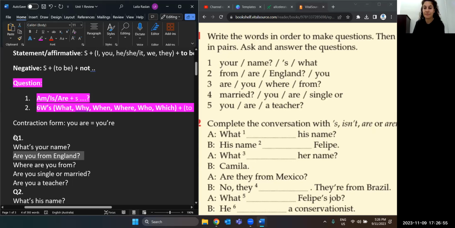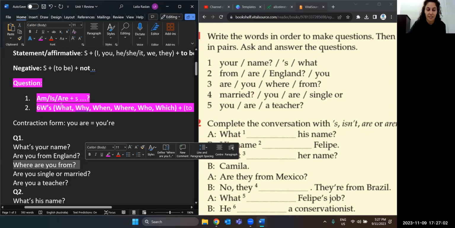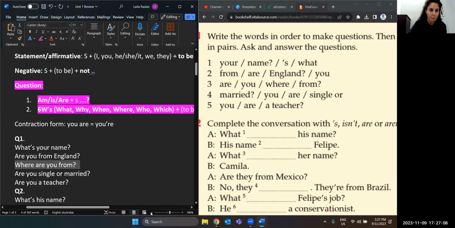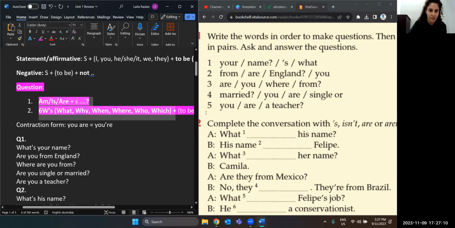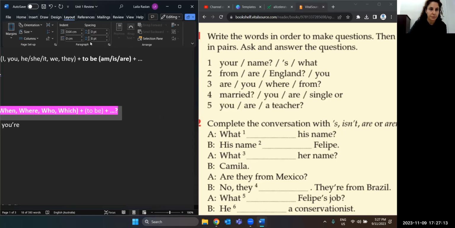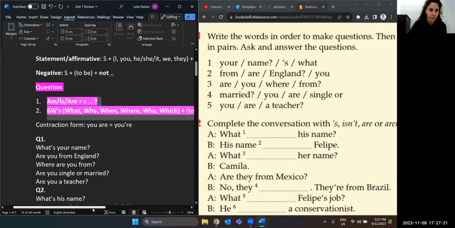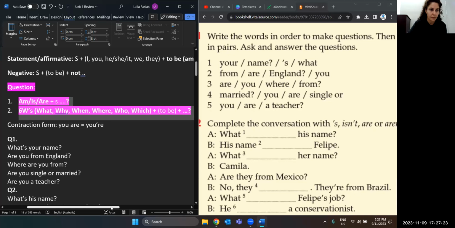Number 3. Where are you from? Easy. It starts with the W. We know that's the second rule. And after the W, we have the verb to be. So I know it's hard to see. I'll try and make this. So there we go. We have the second rule. Yeah. Where are you from?